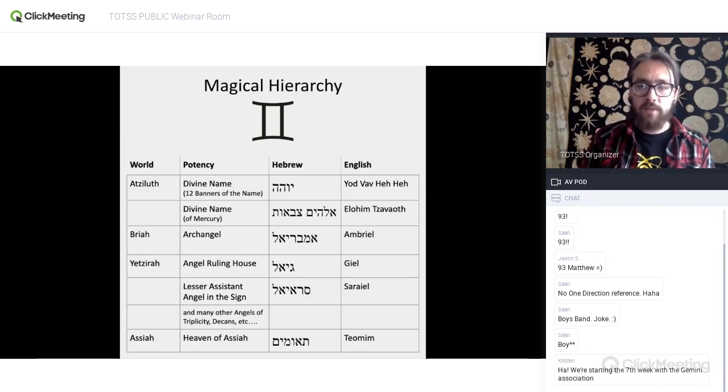Now, like I've been saying, this one isn't always used in doing invocations. If you're invoking a spirit or you're going to scry, there's no need to call all the way down to Assiah. But if you wanted to invoke that power in the material plane, you could use the heaven of Assiah, which is Teomim, the Hebrew name for the constellation Gemini.